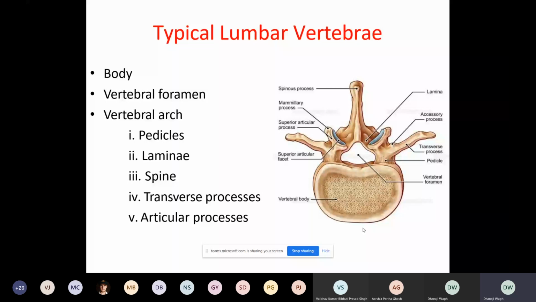So, is it clear about the typical lumbar vertebra? It has a body, vertebral foramen, and vertebral arch, which contains the pedicles, laminae, spine, transverse process, and articular processes, that is, superior and inferior articular processes. So what points do you have to remember here? There may be questions asked in the Viva commonly regarding its pedicles and transverse process.